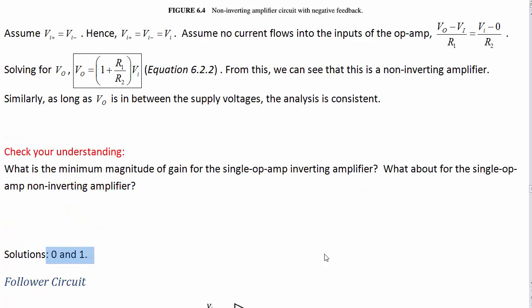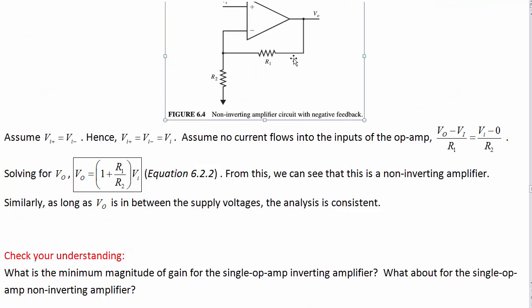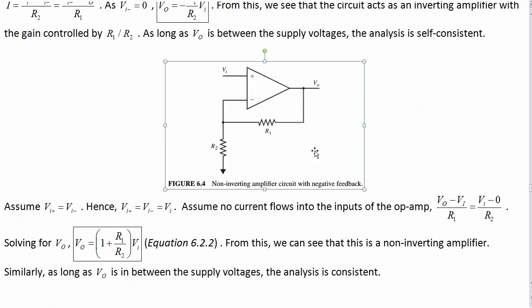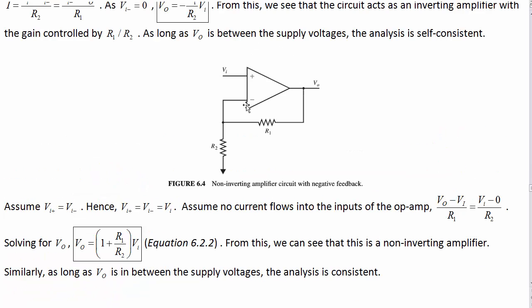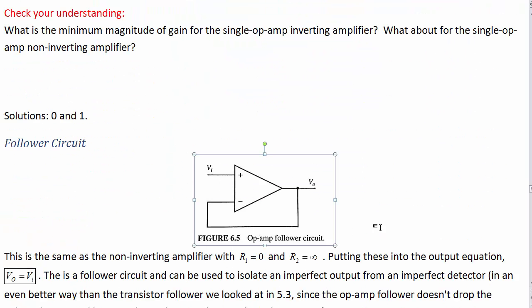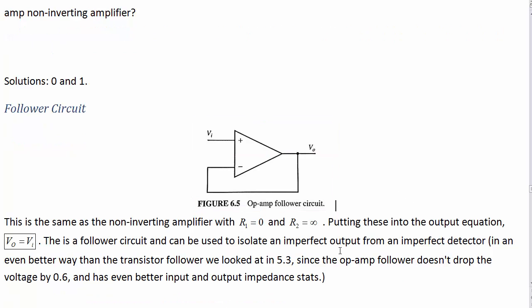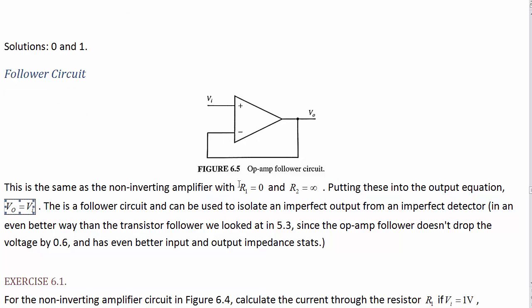So 0 and 1. In fact, if we set the non-inverting amplifier to a gain of 1, we come up with this circuit. This is the op-amp follower circuit. How do we get this to be a gain of 1? Well, we need R1 to be as small as possible and R2 to be as big as possible. In the limit, it looks like this. That's where we've just pinned the output to the negative terminal. Like the transistor follower, this may appear to do nothing but output the same voltage as we're inputting, but it does do magical things once again to the impedances.